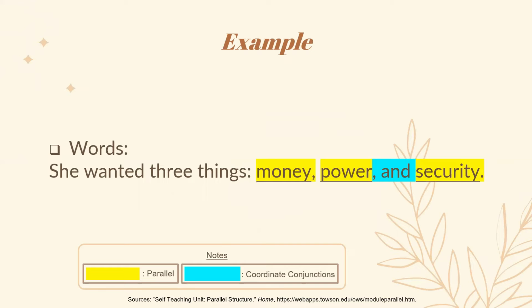So parallelism can happen at the word, phrase, or clause level, also in the compound sentence. First, this slide is showing the word level. At the word level, it means that the parallel structure is in the word pattern. For example, in this sentence, there are three words here: money, power, and security. They are in the form of words. That's why we can say this is parallel.